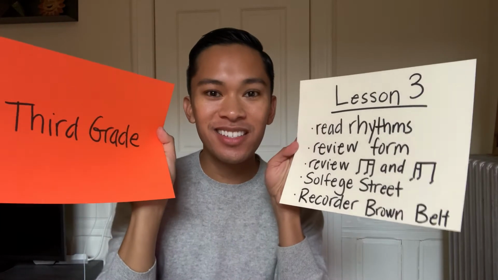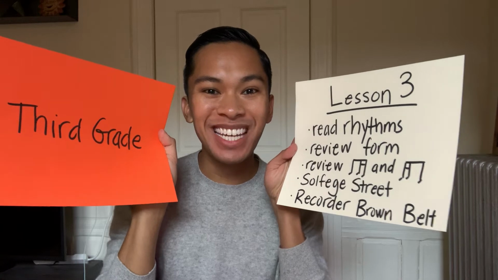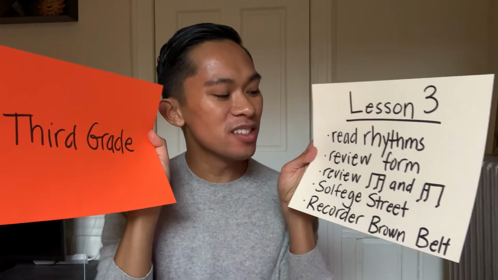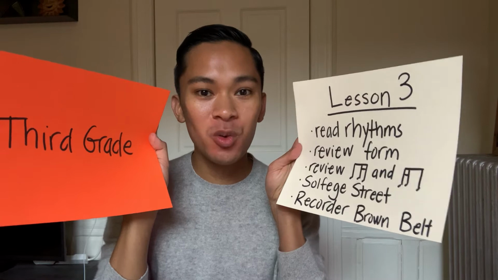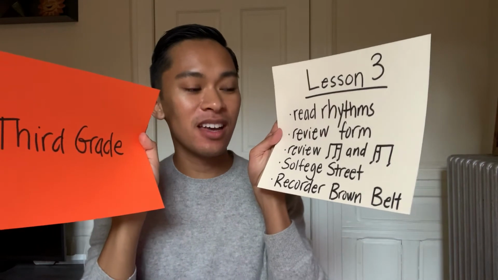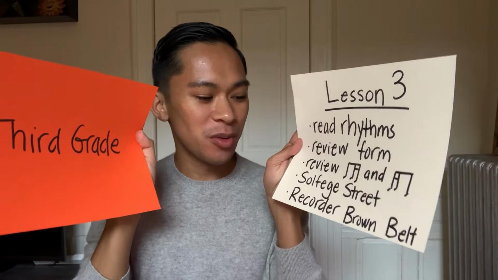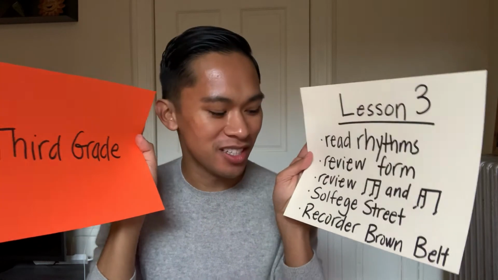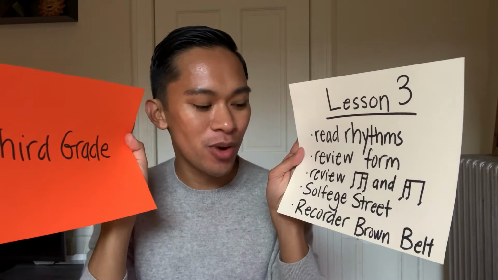Hey, third grade. All right, this is lesson number 3, and we are going to read some rhythms. We're going to review what form is. Then we're going to review our T, tika, and tika T. And then we're going to take a little field trip to a place called Solfege Street and learn our brown belt for recorder.